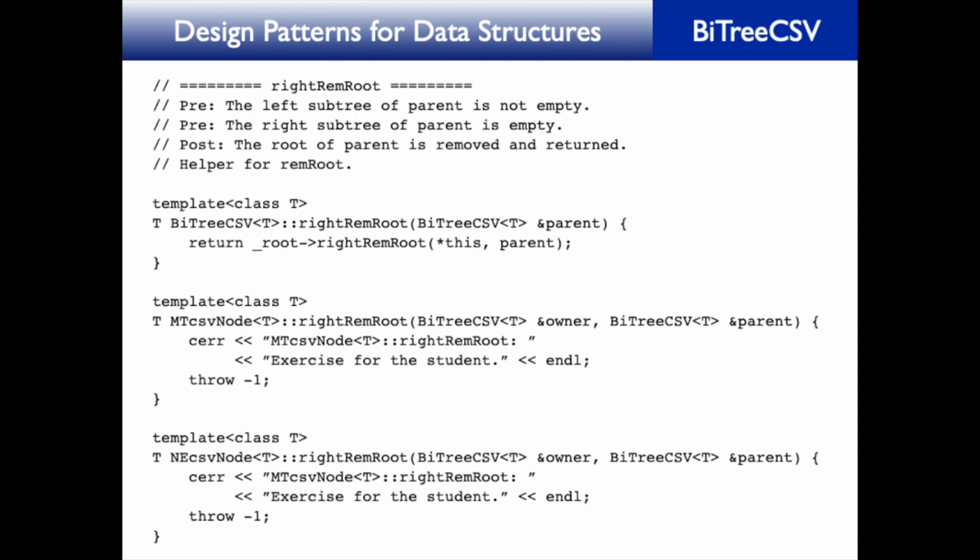The postcondition is that the root of the parent is removed and returned. And here again we have a little note that this is a helper for remroot. So, as usual, what happens is the tree version of right remroot calls the node version of right remroot, passing along star this as the actual parameter to owner as the formal parameter, and passing along parent as parent. And now the two node versions are exercises for the student. One of these will be a precondition violation, and another one will be the actual removal of the root.